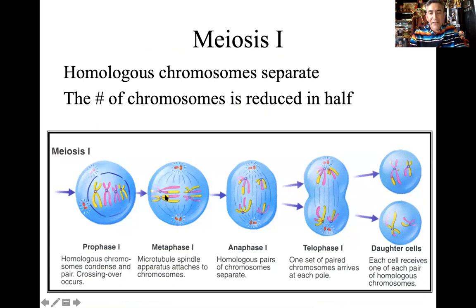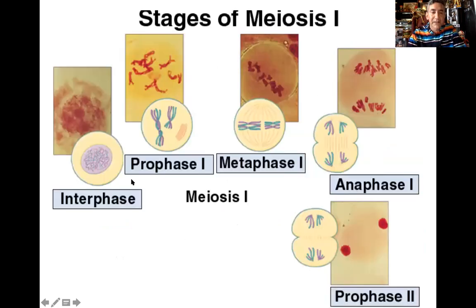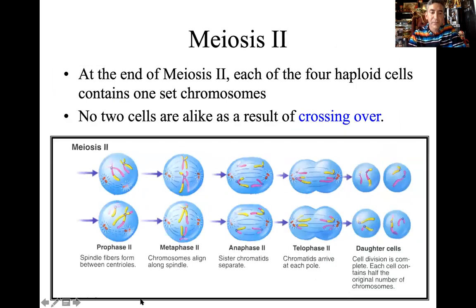Metaphase 1, we align in the center. Anaphase 1, we separate the homologous chromosomes apart. Telophase 1, and we jump back, showing you again the interphase, prophase 1, metaphase 1, anaphase 1, telophase 1. We jump from anaphase directly into prophase in this example. But prophase 2, metaphase 2, anaphase 2, telophase 2, and then we end up with our 4 cells, right?